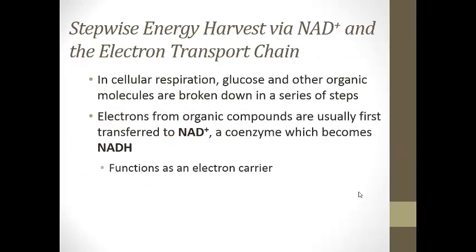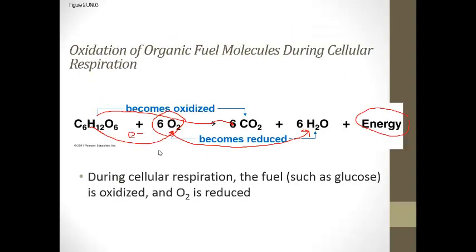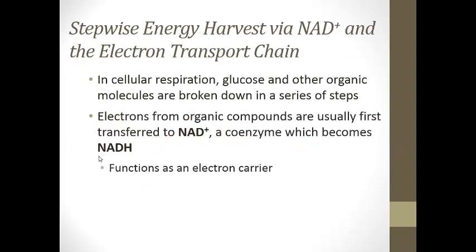Now, I said that the electrons don't immediately go from glucose to oxygen. Instead, they go through an intermediate called NAD+. NAD+ is considered an electron carrier. It's going to carry the electron from glucose over to oxygen. So glucose is going to get oxidized. NAD+ is going to get reduced. When NAD+ gets reduced, it becomes NADH. Notice again, when it gains the electron, it's also going to gain a proton along with it.